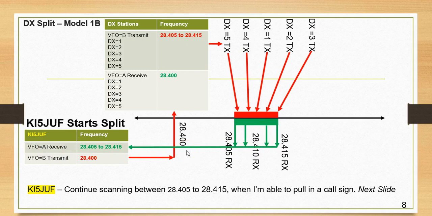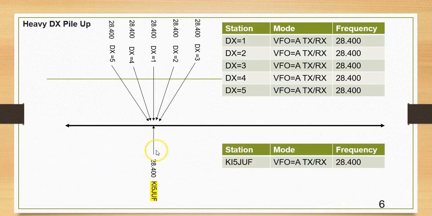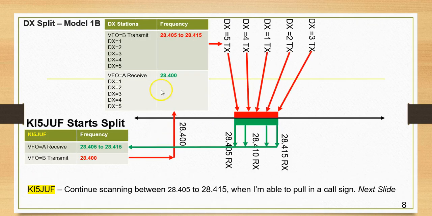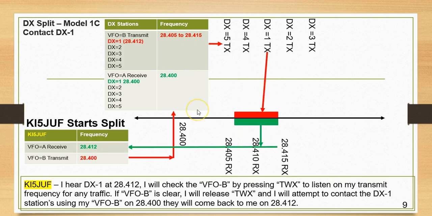Guess what? Once I pick one up, if I pick up a call sign and I can make a contact back to him, what I'm going to do is I'm going to transmit on the original frequency that we were on, and he's going to listen to me. He's going to hear me, but he's going to transmit on a different frequency. For example, here on this example, what's happened is I picked up DX1. I heard him at 412. He was also transmitting at 412.